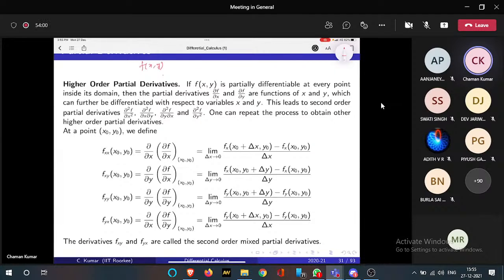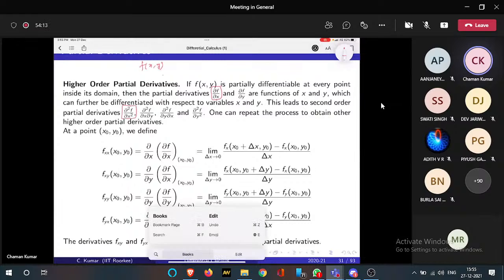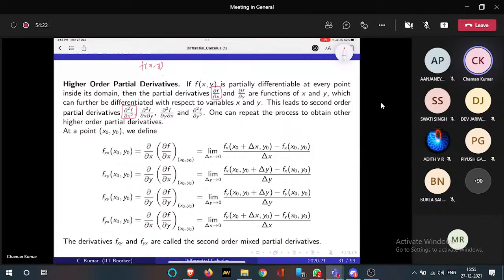If you differentiate this function just one time, you get the partial derivative with respect to x. If you differentiate this two times, you get the second order partial derivative with respect to x. If you differentiate this three times, you get third order partial derivatives with respect to x.